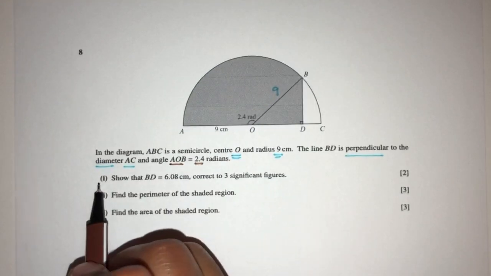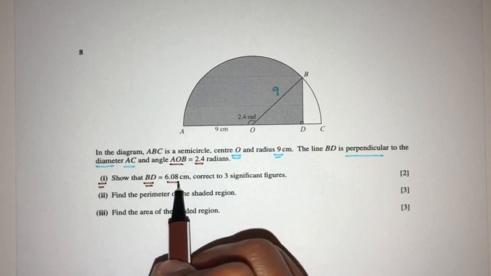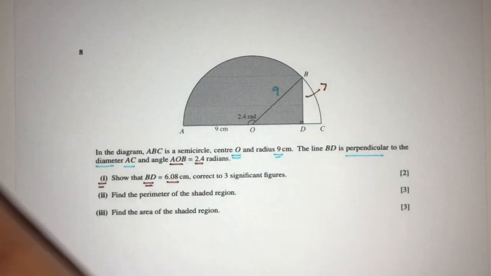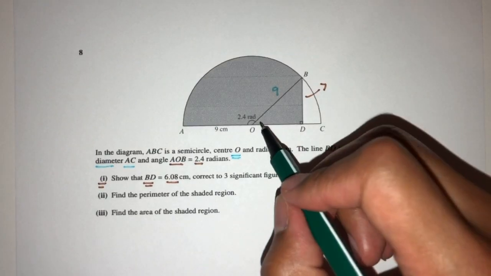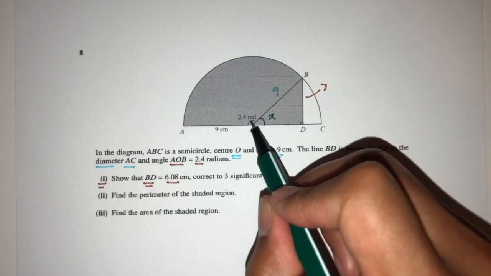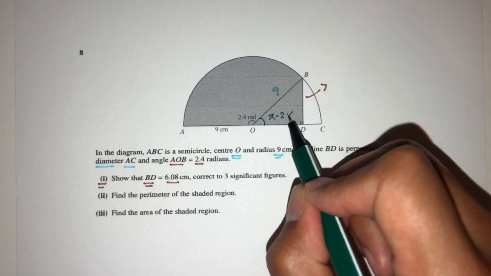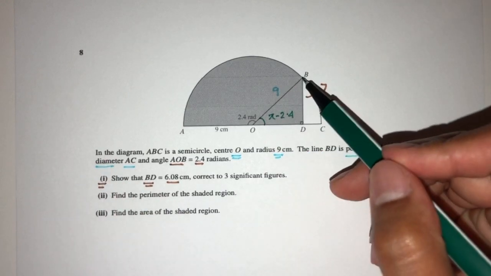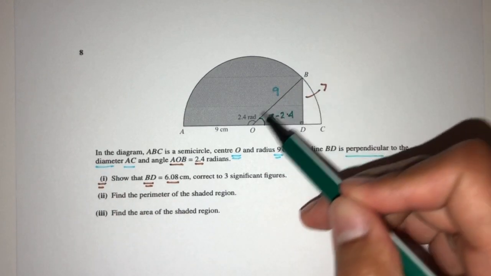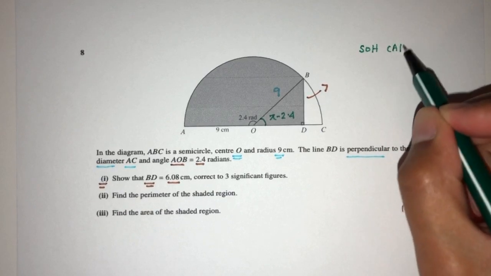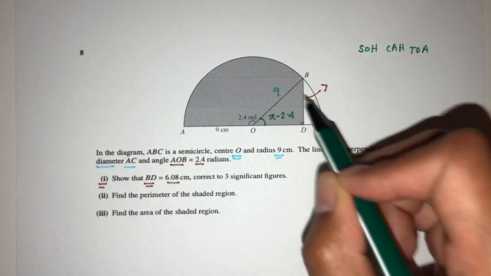Now, part 1, we have to show that BD is this, correct to 3SF. Now, where's BD? It is this one. So pretty easy. We can first find the angle over here. This will be 180 minus this one, pi minus 2.4 radians. Now, once we know the angle, we know this is a right angle triangle, we can use SOHCAHTOA to find the value of BD.